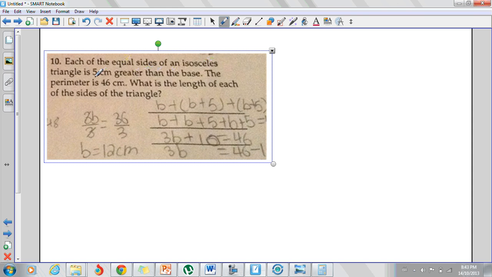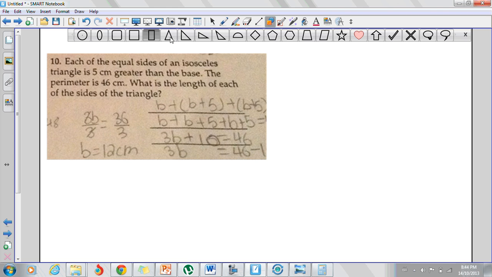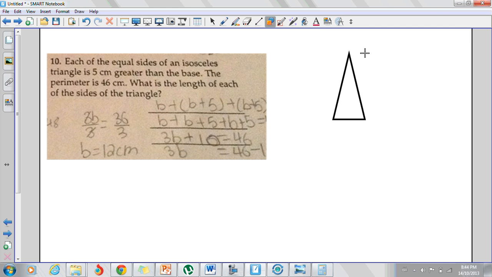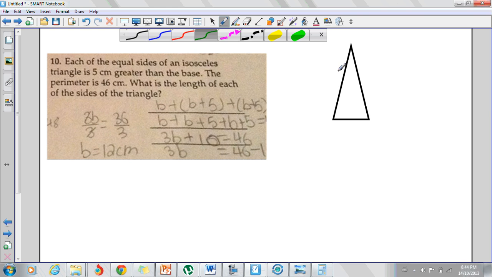Each of the equal sides of an isosceles triangle is 5 centimeters greater than the base. So if you remember what an isosceles triangle means, it means 2 sides are equal. So I'm going to draw it there. So we know 2 sides are the same, so this one and this one. And the base is the bottom. So I'm going to call this the base just by using the letter B. I could use X if I wanted, but it doesn't matter.